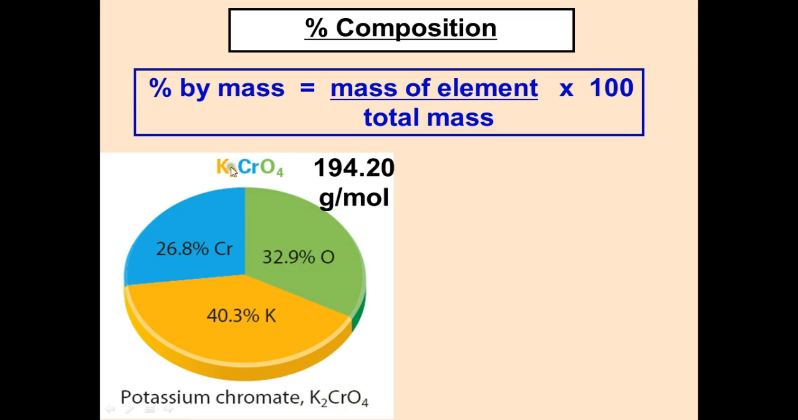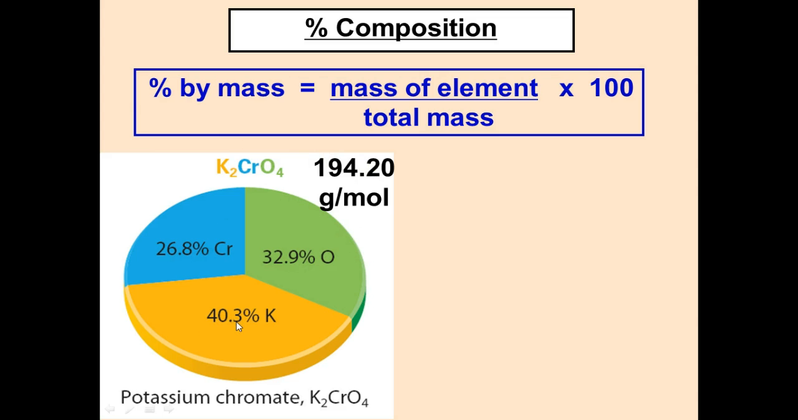We have the whole molar mass, which is gotten by multiplying the atomic mass of all the different elements times the number of atoms of each element. So we have 2 potassium, and then we have 1 chromium and 4 oxygen, so we multiply them by their corresponding atomic mass and the number of atoms, and then we just add them all up and we would get this. Out of the whole mass, 194.2, it tells us that there's 26.8% chromium, 32.9% oxygen, and 40.3% potassium.